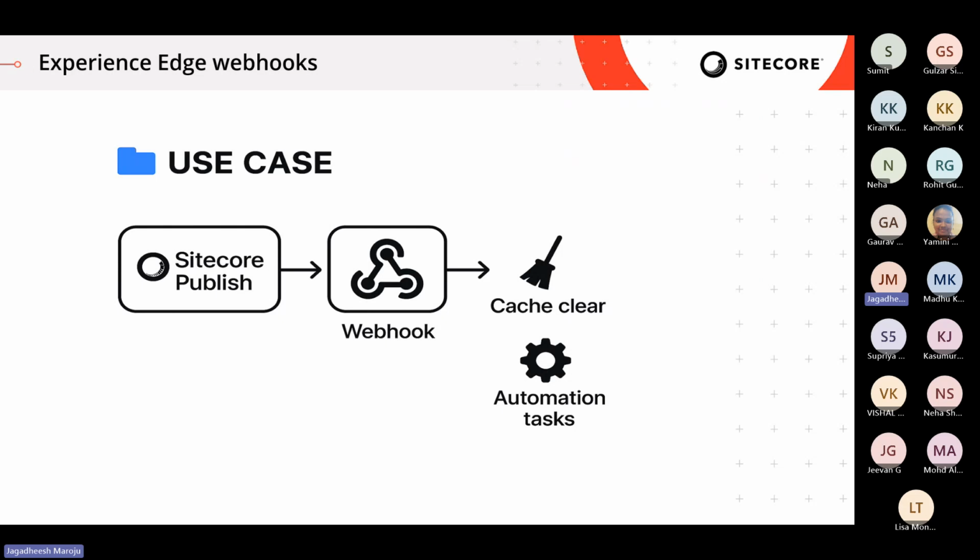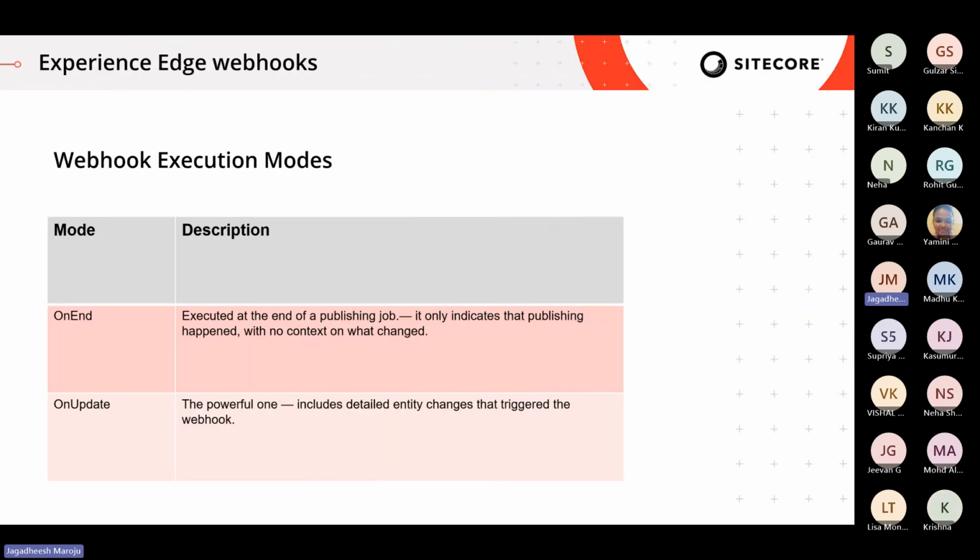So that's one use case where we can utilize Experience Edge webhooks. Another is indexing. If you want to index your Sitecore content after publish, maybe Solr, maybe Coveo, you can trigger an Experience Edge webhook, and that webhook can take care of rebuilding or indexing your content. So these are a couple of use cases for Experience Edge webhooks, right?